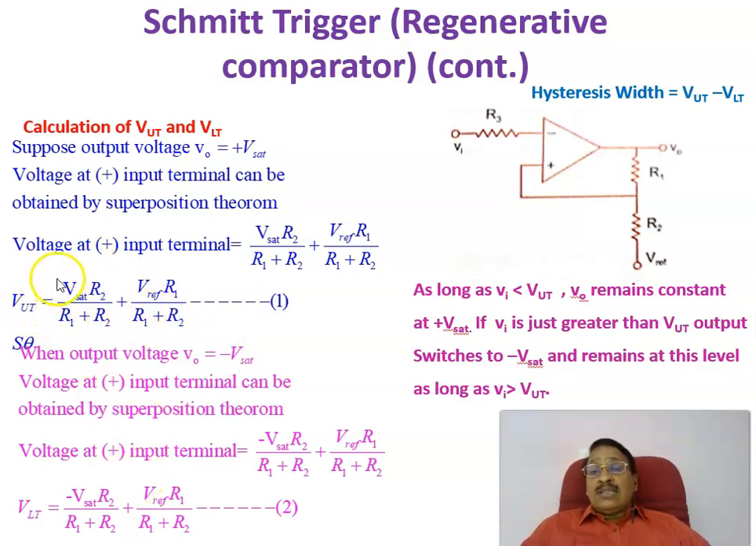VLT is given by this one and the upper threshold voltage is given by this one. The difference, VUT minus VLT, we call the hysteresis voltage, VH.